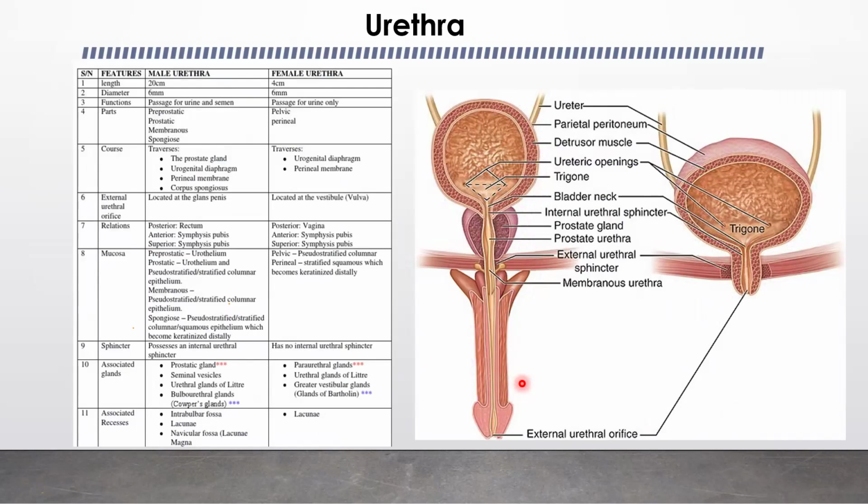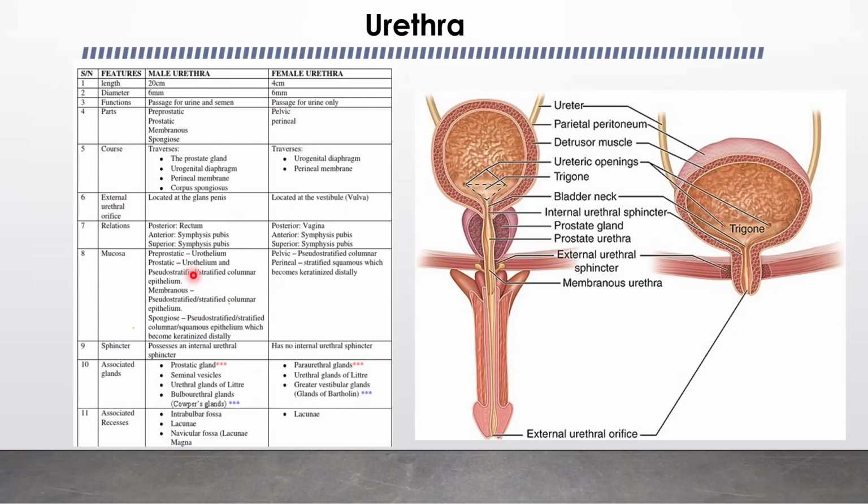Then you go to the urethra. So maybe you can take a screenshot of this. This one is important. You need to know the features between male and female urethra in terms of length. Of course, you know the male will be long. In terms of diameter, you're supposed to know the functions: in males, both urine and semen. Parts: preprostatic, prostatic, membranous, and penile part of the urethra in males. The external urethral orifice in males is found in the glans penis, in females in the vestibule. Relations, you're supposed to know them.